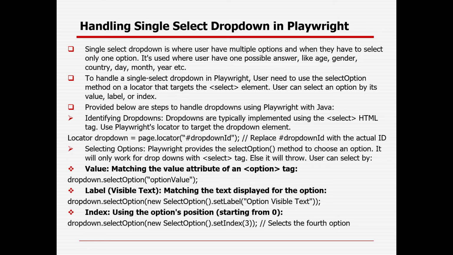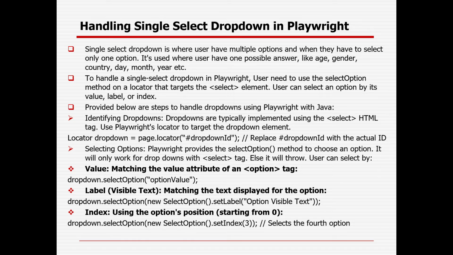one option at a time. It's used where the user has one possible answer, like age, gender, country, day, month, year, etc. To handle a single select dropdown in Playwright with Java, the user needs to use the selectOption method on a locator that targets the select element. The user can select an option by its value, label, or index.